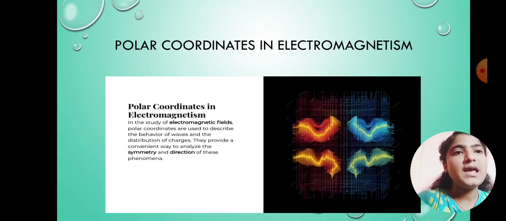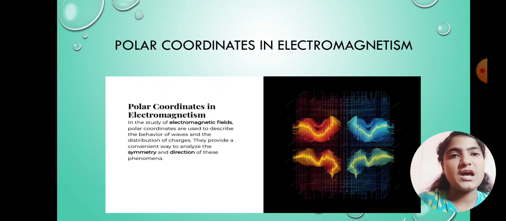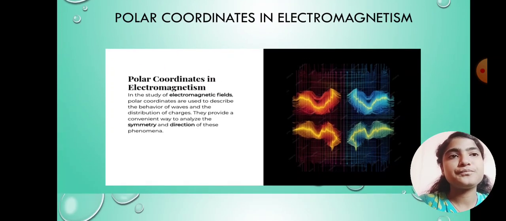Polar coordinates in electromagnetism. In the study of electromagnetic fields, polar coordinates are used to describe the behavior of the waves and distribution of the charges. In the electromagnetism field, polar coordinates are used to describe the behavior of the waves and distribution of the charge. They provide a convenient way to analyze the symmetry and direction. They are also useful in analyzing the symmetry and direction of the given phenomena.